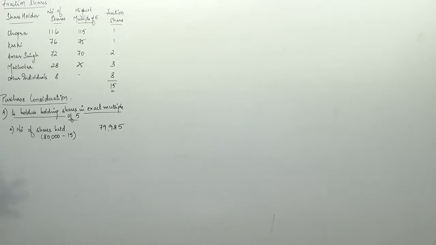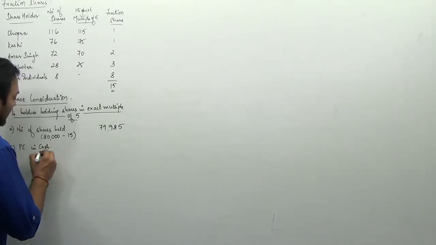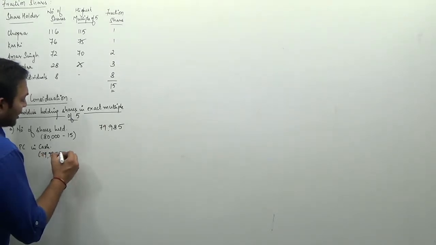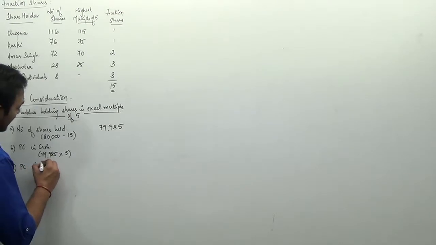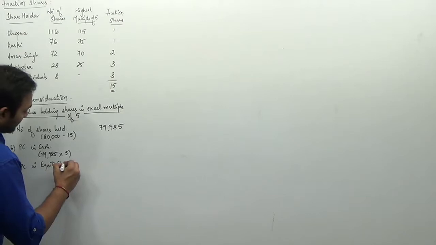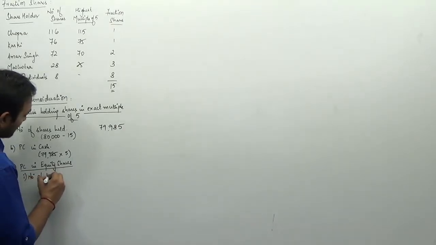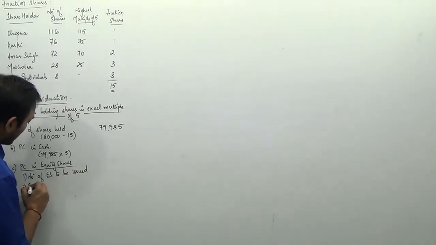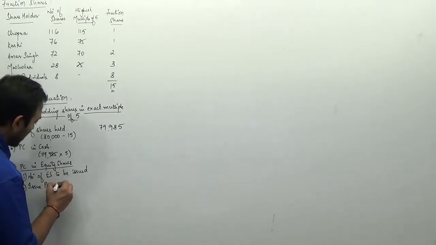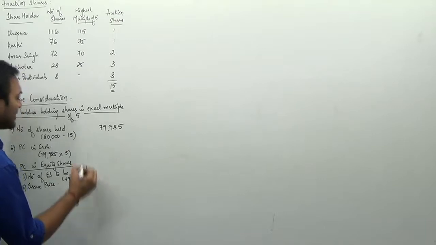To these shareholders, I have 3 PCs to be paid. PC in cash, PC in equity shares, PC in preference shares. So let's go on. First, purchase consideration in cash. How will you pay? 79,985 into 5 rupees per share. Then, PC in equity shares. Number of equity shares to be issued multiplied by issue price, and you will get the answer. How many equity shares should be issued? 79,985 shares, 2 shares for every 5 shares held.